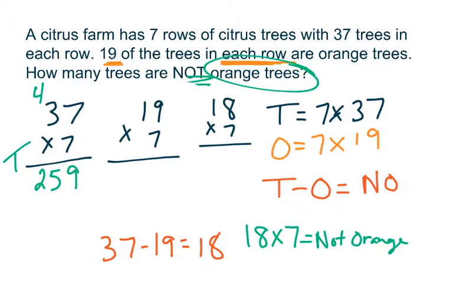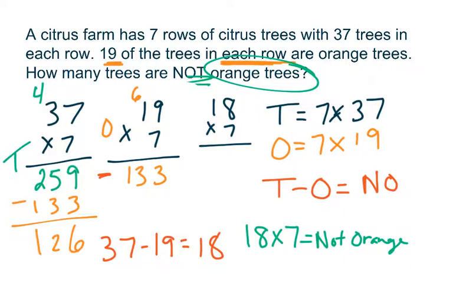To solve for my orange trees, 7 times 9 is 63. I put my 3 and carry my 6. 7 times 1 is 7, plus 6 more is 13. Those are my orange trees. And I would subtract these 2 to find my not orange. So what I'm going to do is write my 133 underneath so that I can subtract nicely and make sure I get the answer I'm looking for. So right now I have an answer of 126 not orange trees.